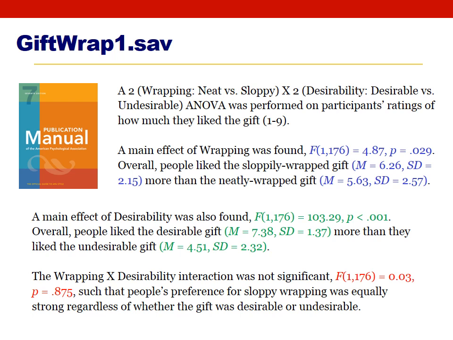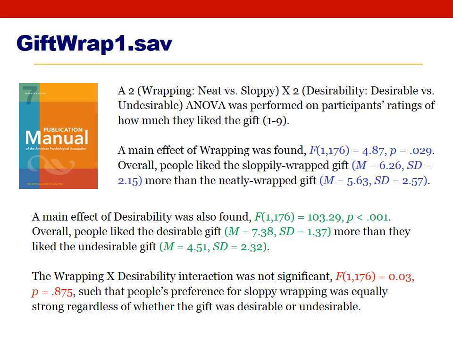Finally, we did not find a significant interaction between our 2 independent variables, wrapping and desirability. We'll report the F-test results for that interaction, showing that it wasn't significant, and then we should offer a brief explanation of what exactly that means.